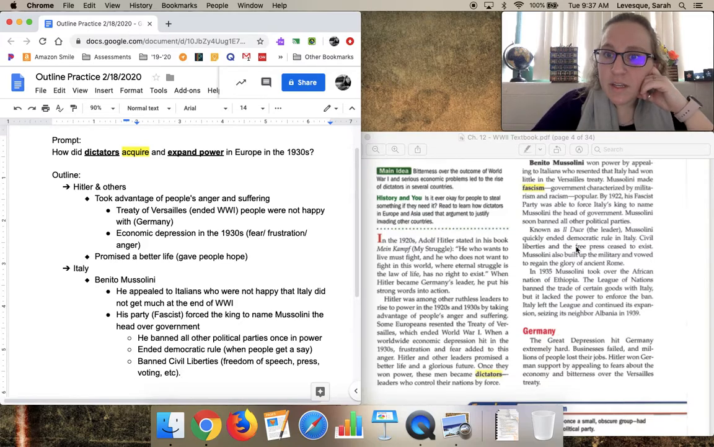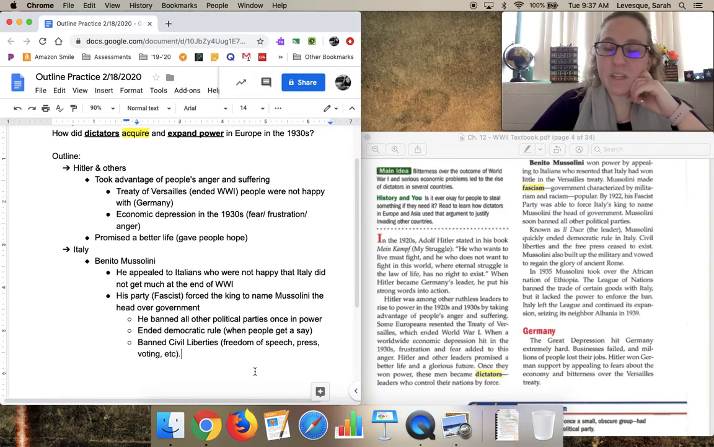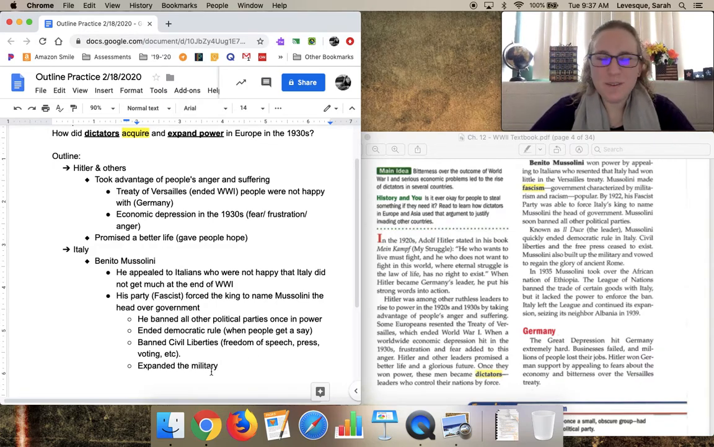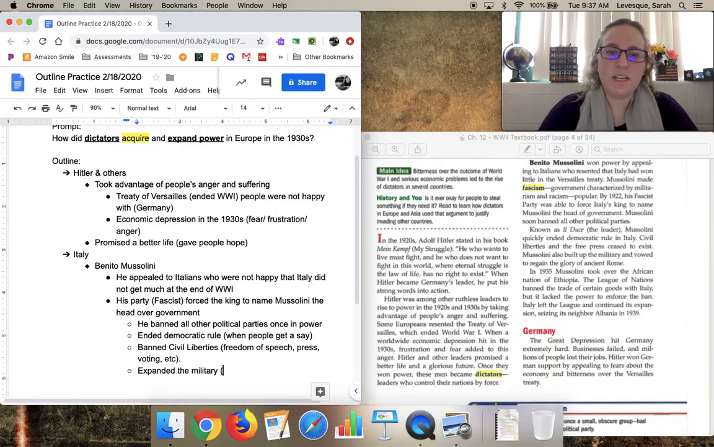So free press. He built up the military as well. So expanded the military. I don't know if I want to use that bit, but I'm going to put it there just in case. If I don't know I want to use something, I'll just leave myself a little reminder that I wasn't sure about the information.